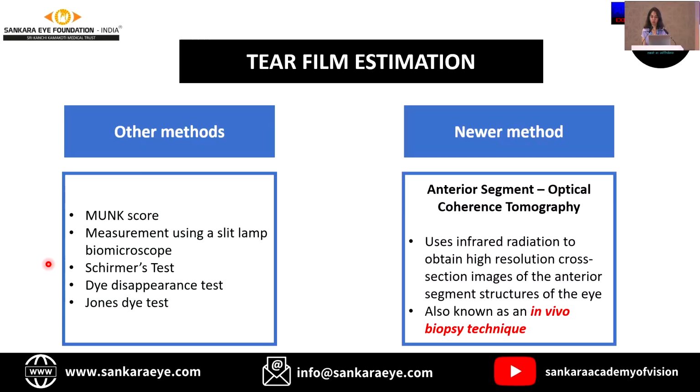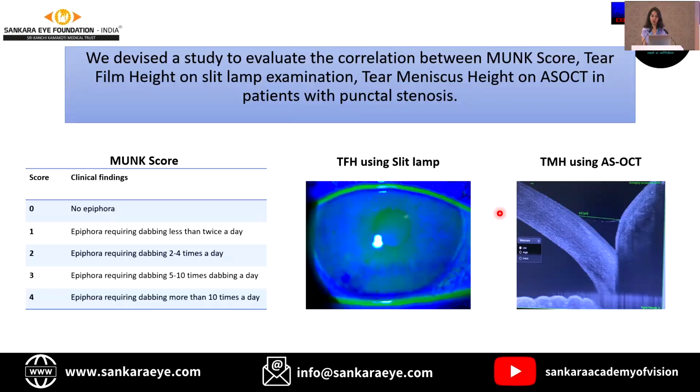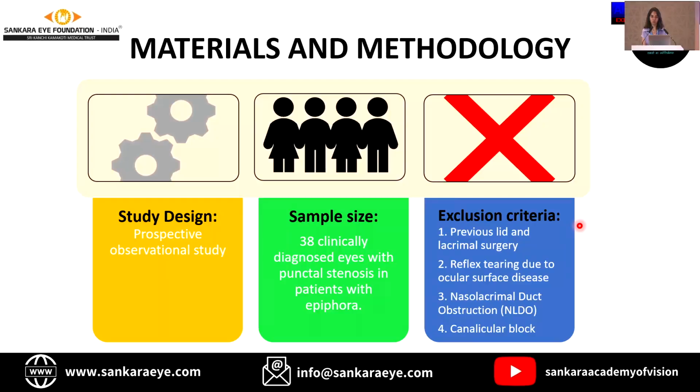So, it is very important to measure the tear film, which can be done by various methods such as Munk score, or the newer method, anterior segment optical coherence tomography. Our study was devised to evaluate the correlation between Munk score, which grades epiphora according to the patient's complaints, tear film height using a slit lamp biomicroscope, and tear meniscus height using an anterior segment optical coherence tomography.